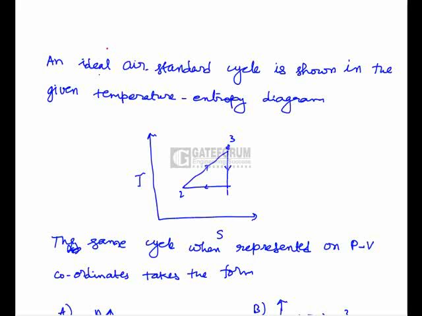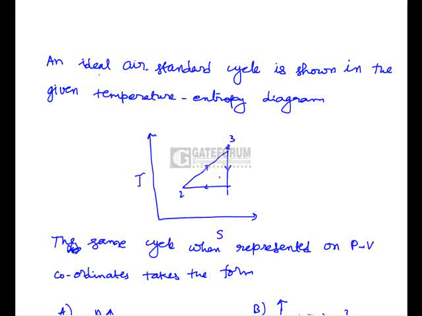An ideal air standard cycle is shown in the given temperature-entropy diagram. The same cycle when represented on PV coordinates takes the form. Here an ideal air standard cycle is given on TS coordinates. There are three processes: 1 to 2, 2 to 3, 3 to 1. Here 1 to 2 is a constant temperature process and 3 to 1 is a constant entropy process. And for 2 to 3, we don't know what type of process it is.